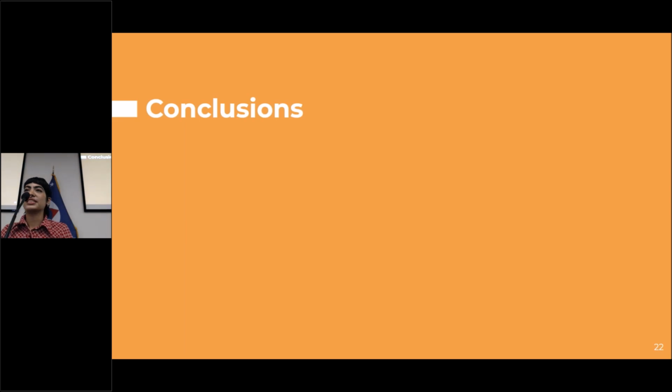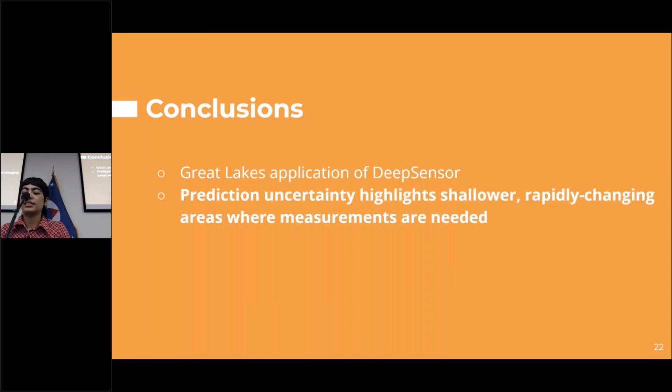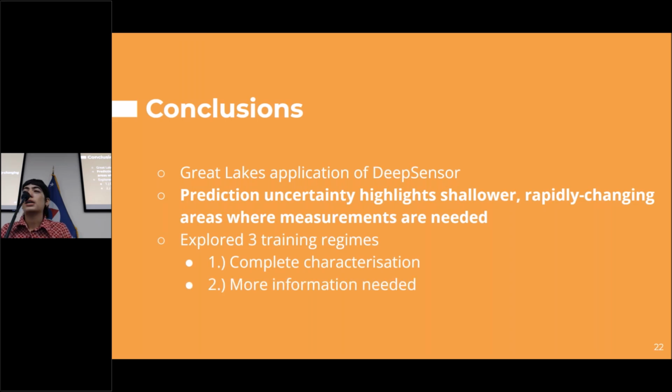So some conclusions. We developed a novel Great Lakes use case for deep sensor, which is the first of its kind. We saw that prediction uncertainty highlights shallower, rapidly changing areas where measurements are needed. And we also explored these 3 different training regimes. Using every grid cell across many days gave us a complete characterization. Randomly sampling points across many training days was generally more information was needed, rather more days, more sampling points, or more epochs. And we saw that using one training day was generally enough information to constrain the predictions, but there's more to be done.